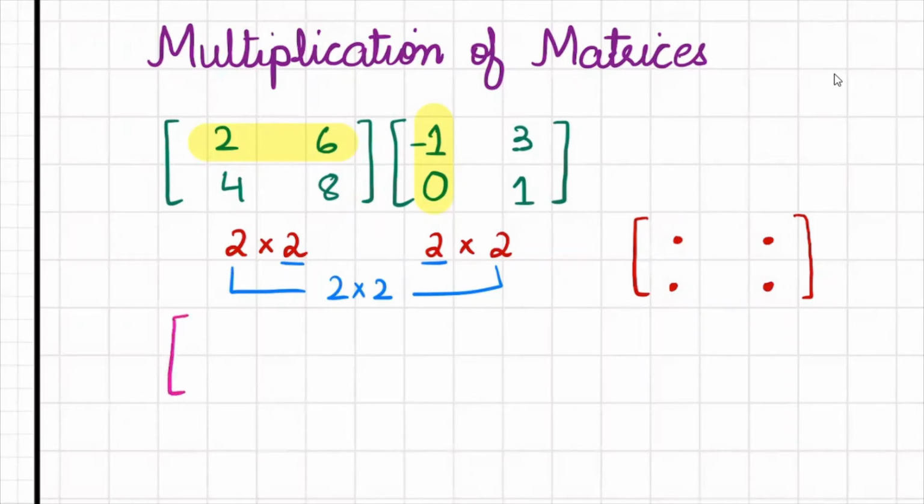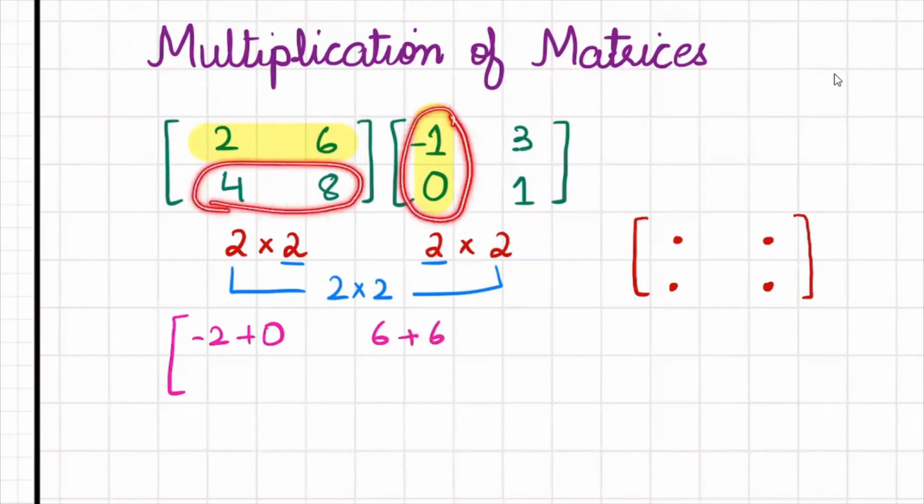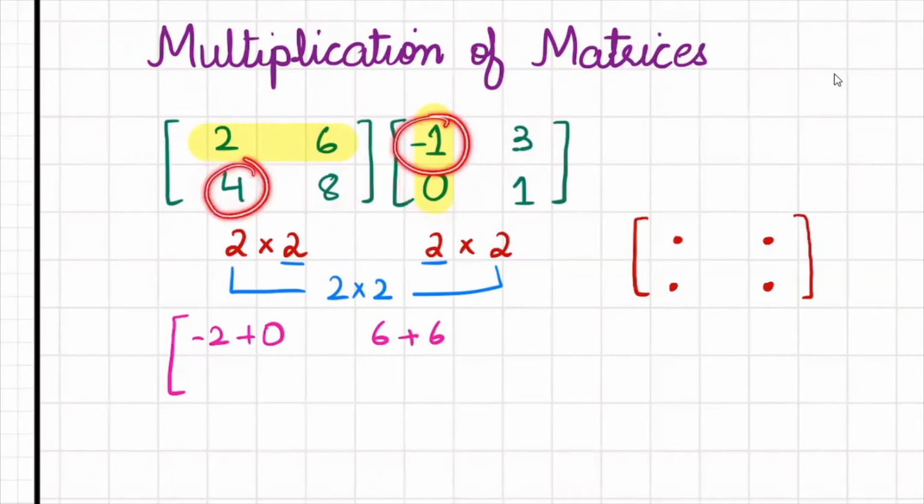Okay, so I will multiply 2 and minus 1, which will give me a minus 2. 6 and 0, which will give me a 0, so plus 0. Then we have this and this. So 2 by 3 is going to give me a 6. 6 by 1 is going to give me a plus 6. Okay, then we have the second row and the first column. So 4 and minus 1 will give me minus 4. And 8 and 0 is going to give me a 0 again.